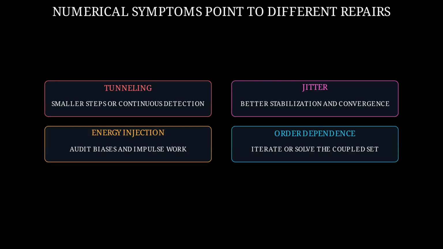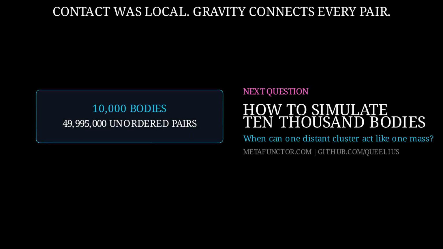A body that crosses a thin surface between sampled times is tunneling, which may require smaller steps or continuous collision detection. Repeated overcorrection can produce jitter. A biased update can inject energy. An unconverged sequential solve can remain order-dependent. Each symptom points to a different numerical repair. Contact is local, but even local constraints become coupled in a stack.